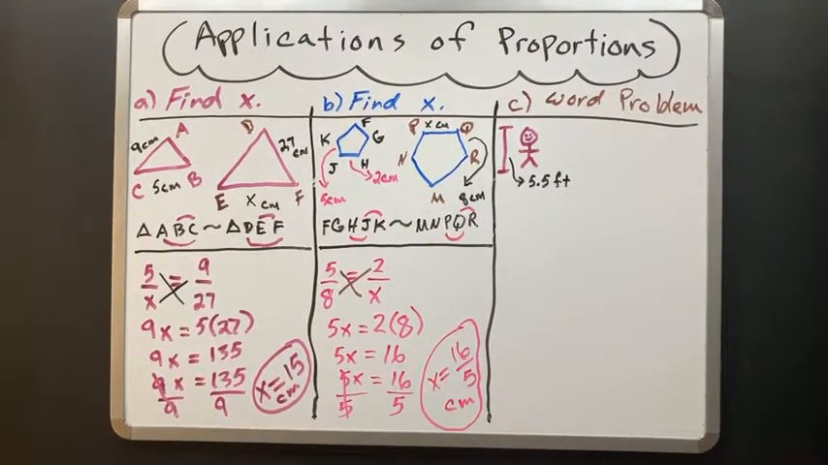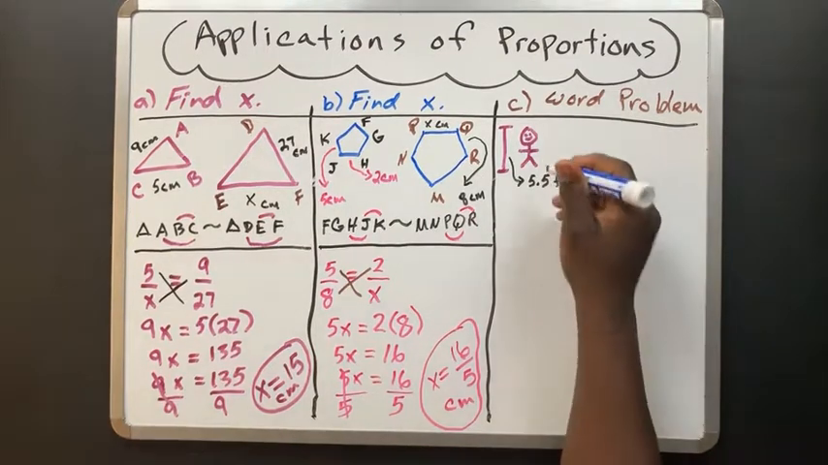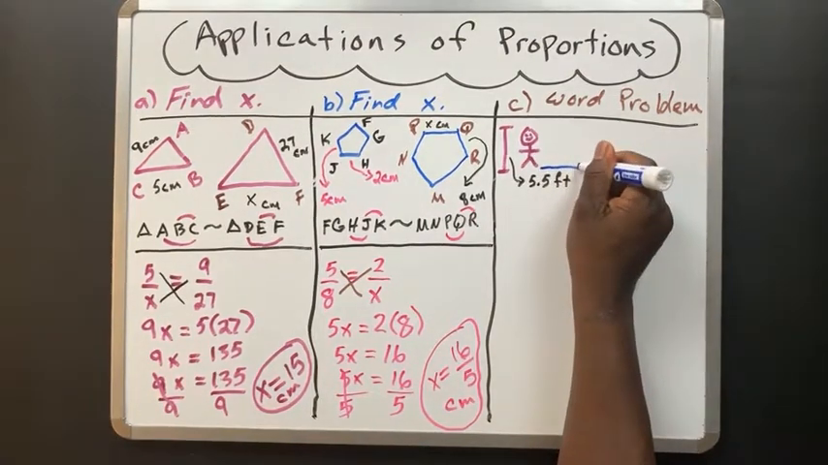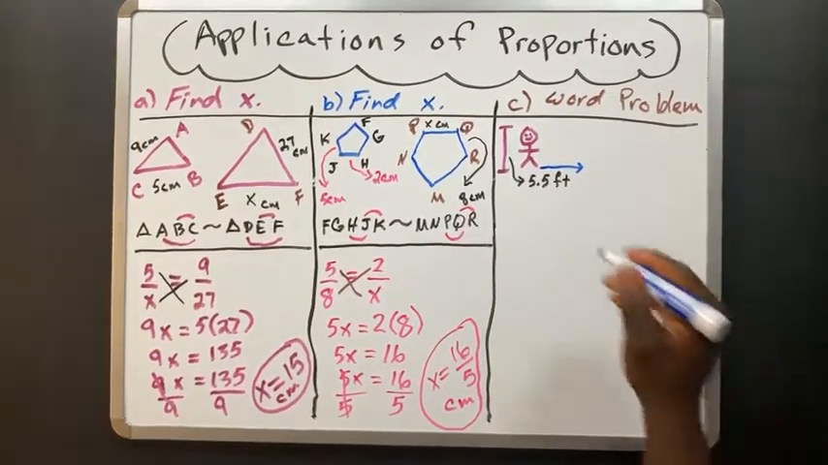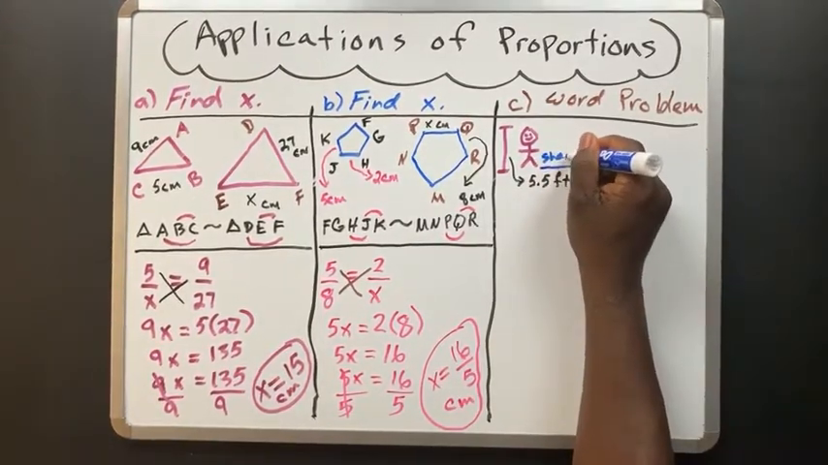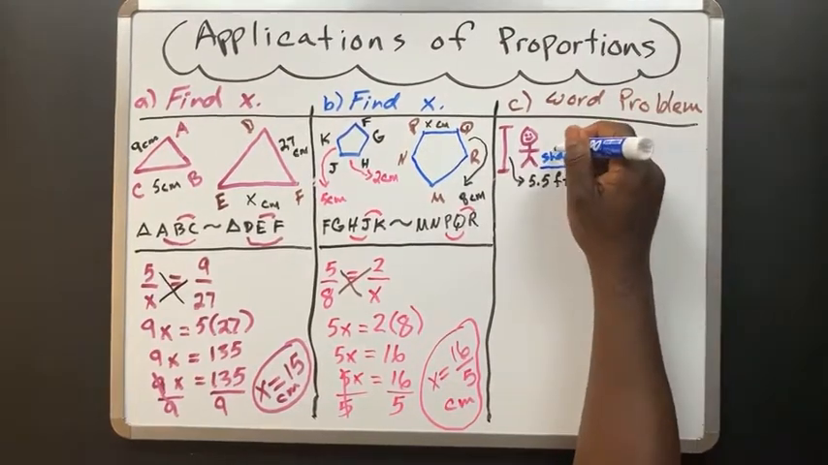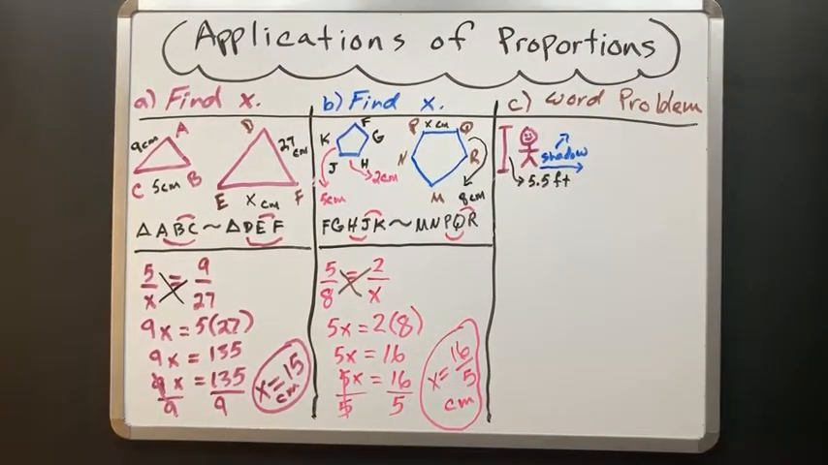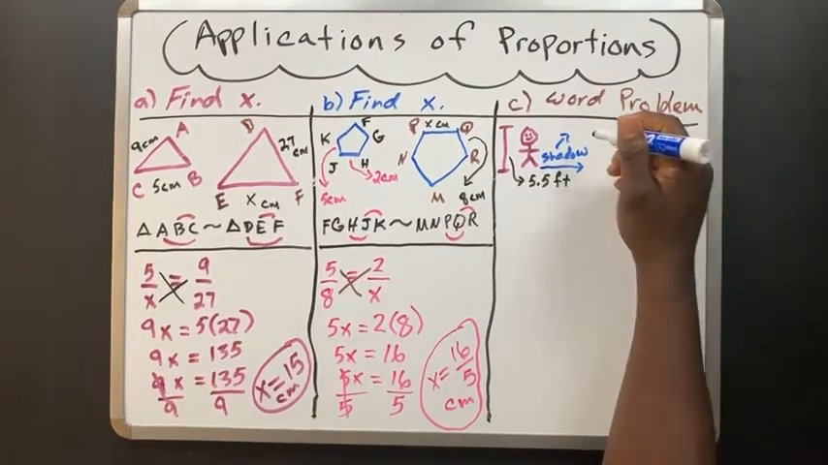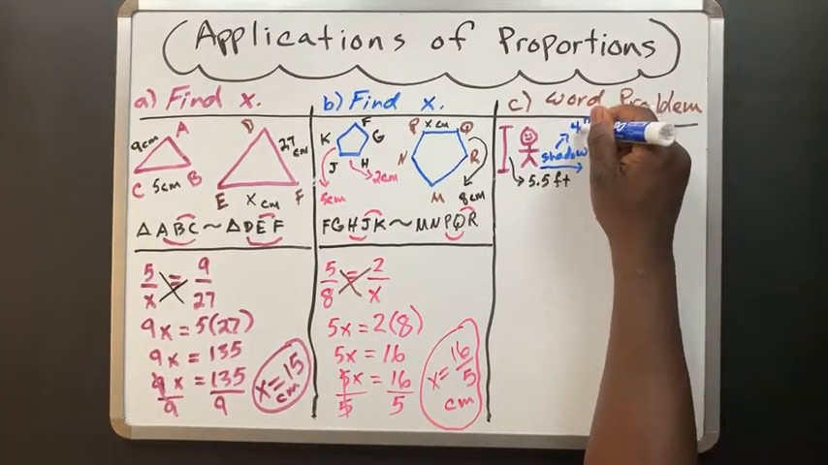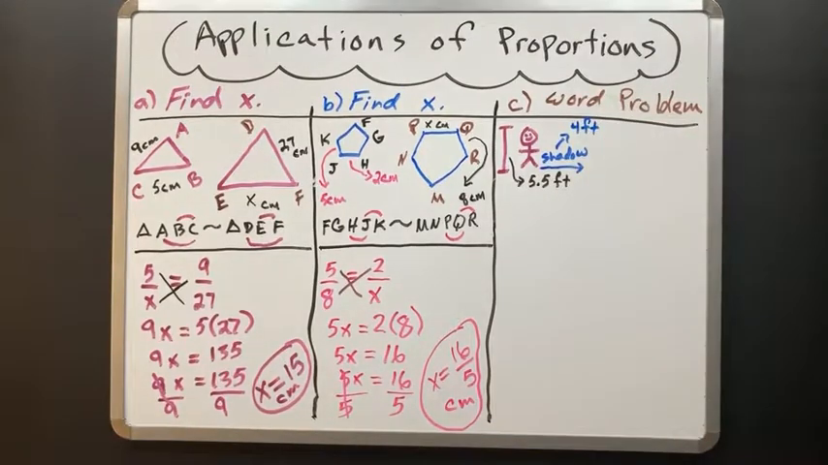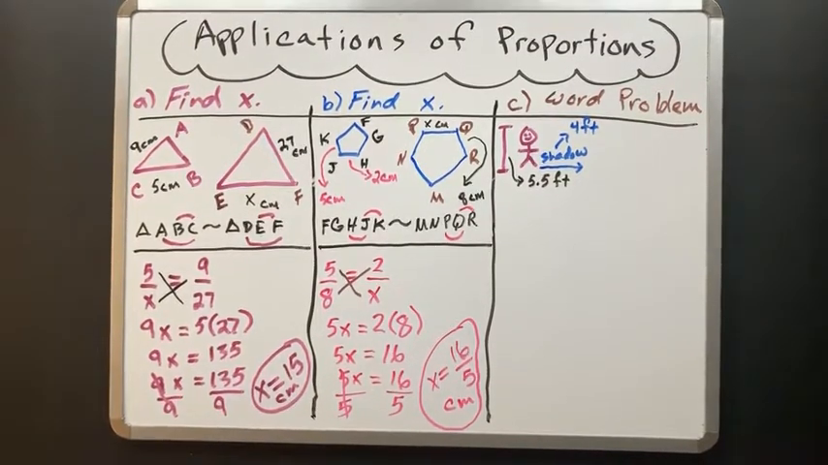But remember, we also said that person has a shadow, okay? Well, the length of that person's shadow, I'll just have it go in that direction. This is the shadow. That person's shadow is 4 feet. So the person's height is 5.5 feet, and that shadow that's casted is 4 feet.